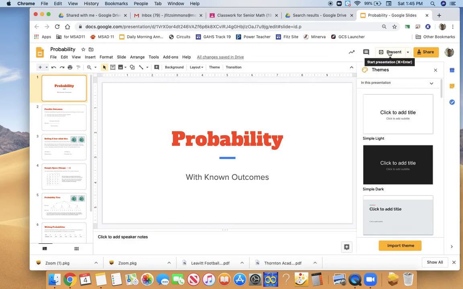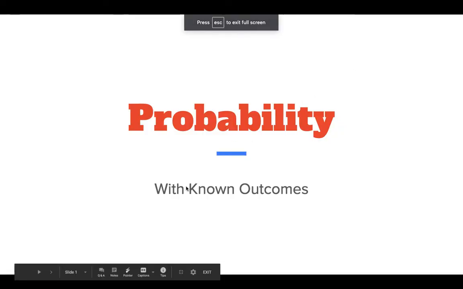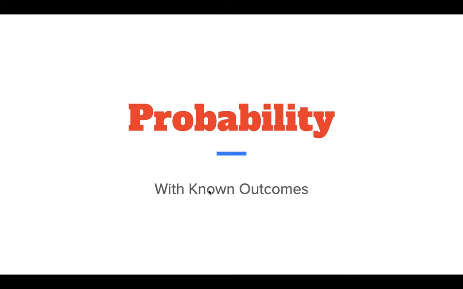Alright, today we're going to be starting a new unit on probability. And as you can see from the slideshow here, we're only going to be dealing with known outcomes. A lot of the things we look at in life don't have known outcomes like this. That's why people like sports so much. You never know what's going to happen on any given event. Even a team that's not a great team can have a great day.